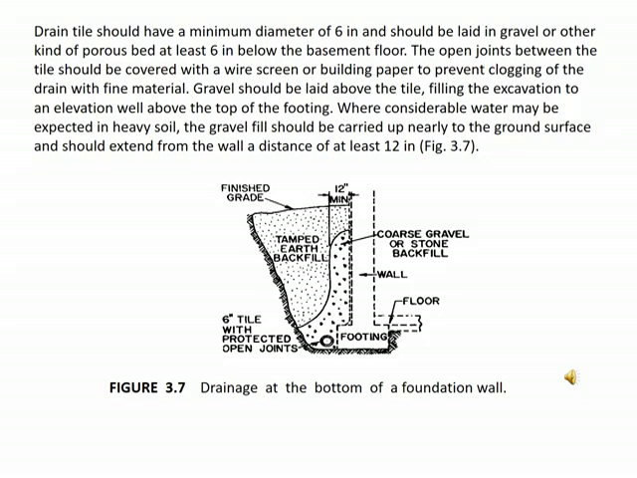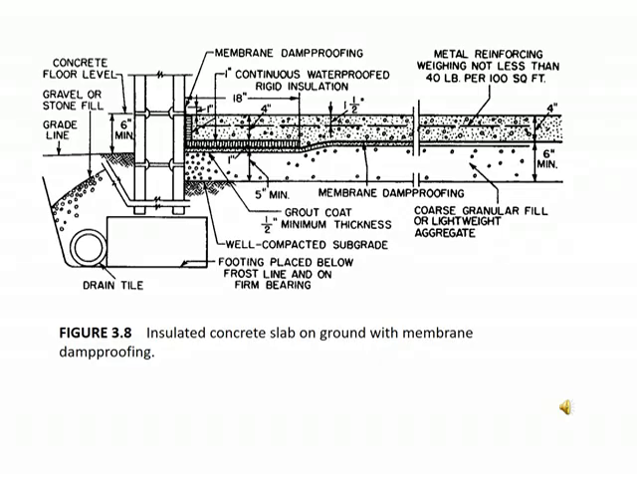This is the insulated concrete slab on the ground. Membranes are for damp proofing. So you see the concrete floor level, gravel, stone, and also the membrane, the damp proofing, and also the foundation footing. So you also see the drain tiles. Those are the insulated concrete slab on the ground with membranes for damp proofing.